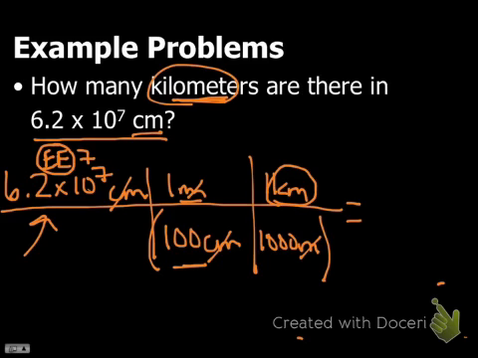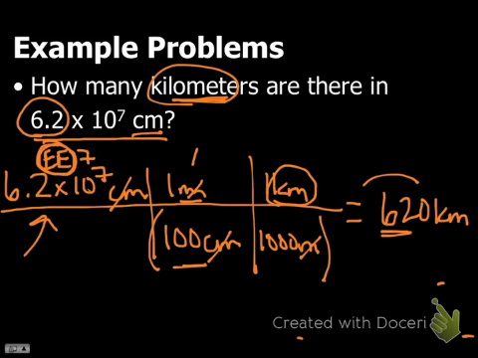So the safest way is to use this EE button, so 6.2 EE7 times 1 times 1 divided by, parentheses, 100 times 1,000. And if all of that is done correctly, you should end up with 620 kilometers. Checking sig figs, our original number had 2 sig figs. So our final answer should have 2, which it does, and logically that answer makes sense.